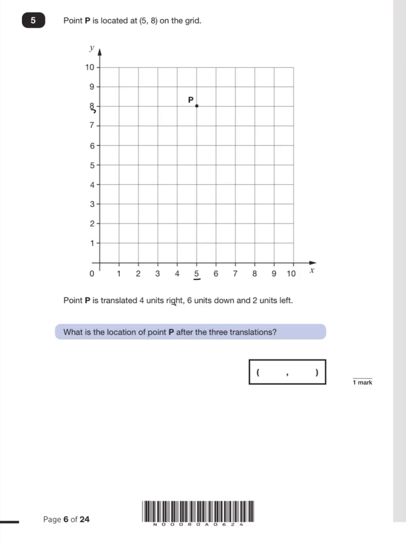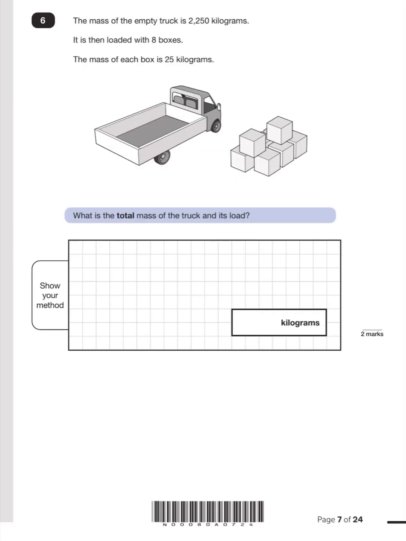Okay, so 4 units right, so 5 plus 4, because right is plus, left is minus, up is plus, down is minus. So right plus, 5 plus 4 is 9. So we're at 9 now. 6 units down, 8 minus 6 is 2. So we're at 2 now. And 2 units left. So now we're at 7. So it's over here. 7, 2.